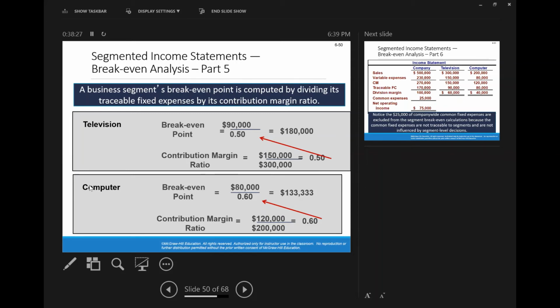And then for the computer, we would do the same thing. So we have 80,000 as our fixed cost that's traceable to that segment over the contribution margin, which is 120,000 contribution margin over the sales of 200,000 to get the 0.60. So nothing too complicated, right? Y'all can remember those. Those are pretty easy formulas, right? Take the contribution margin divided by sales, and then take the fixed cost, which is only the segment or the company, depending on how the question asks, and then you divide it by that contribution margin ratio to get your sales.